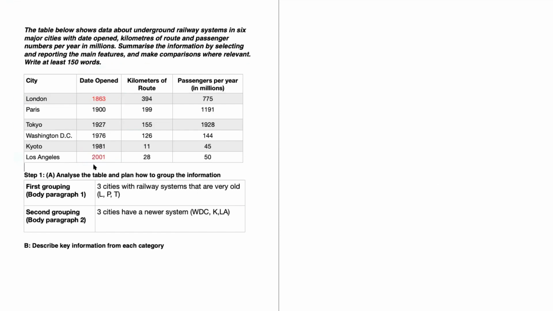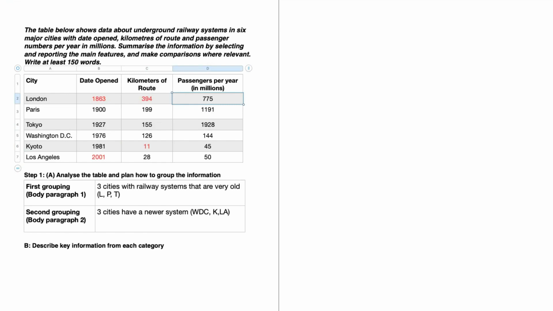This is the most recent. When we come to kilometers, I'm going to do the same thing. I'm going to look at the largest number, which is 394 kilometers, and the smallest, which would be 11. And then with passengers per year in millions, same idea.